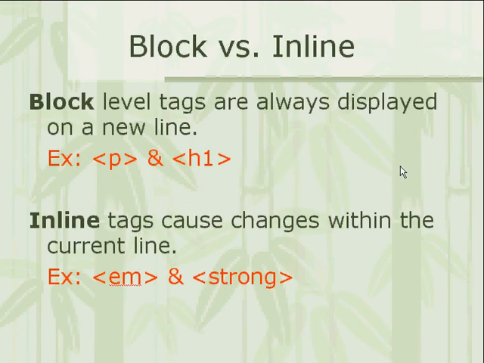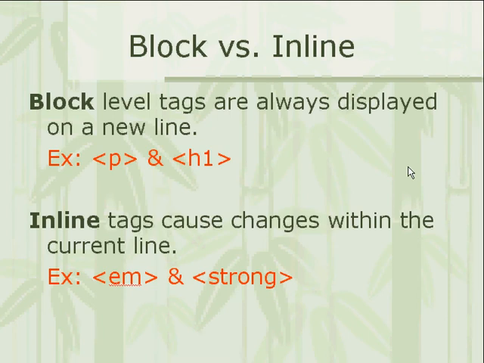We have this concept in HTML of block versus inline tags, and block level tags are always displayed on a new line. For example, if you have a paragraph tag or a header tag, the paragraph of text is going to have a blank line before it and a blank line after it. There's just not a whole lot we can do about that at this point. It's just the way that the browser will display it, and that's because the paragraph tag is a block level tag. So is the header tag.